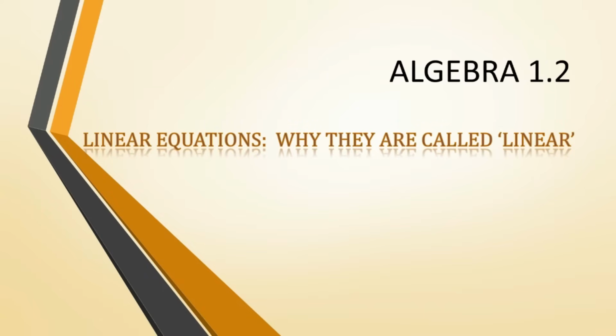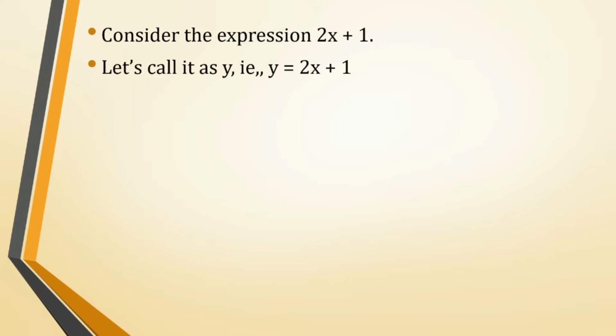In this video, you will be learning about why linear equations are called linear. A linear equation means it looks like 2x plus 1, 3x plus 5, 4x minus 2, 2 minus 8x, or something like that, with one x variable in there. So let's consider the expression 2x plus 1 and let's say that is equal to y. Let's call 2x plus 1 as y. So y is equal to 2x plus 1.